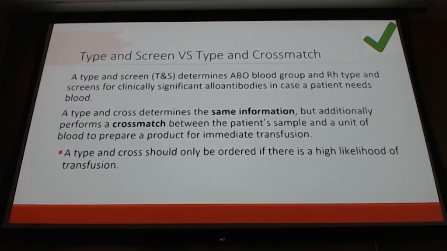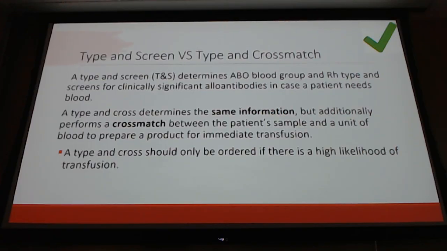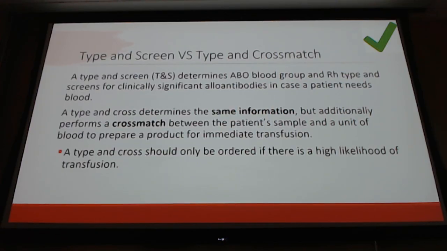So, again, there's your type and screen, which breaks down exactly what blood type they need. A type and cross is going to make sure that they can take that actual blood, and that they're not going to have a transfusion reaction. Okay? Nothing makes the situation worse than giving somebody blood and they're having a transfusion reaction because they need the blood, and now you have to stop it. So, high likelihood, if I'm on the fence, just order the type and cross. Most places are pretty good with that.